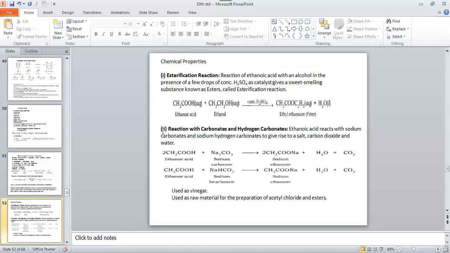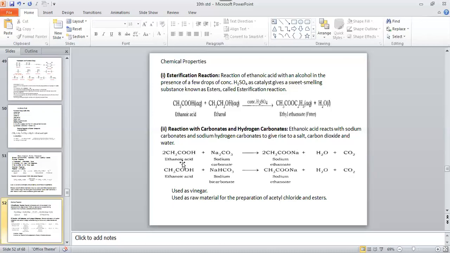The second chemical property of acetic acid or ethanoic acid is reaction with carbonates and hydrogen carbonates. CH3COOH, ethanoic acid, reacts with sodium carbonate Na2CO3 to give sodium ethanoate, having formula CH3COONa, plus H2O plus CO2, and ethanoic acid reacts with sodium bicarbonate to again give sodium ethanoate plus H2O plus CO2.